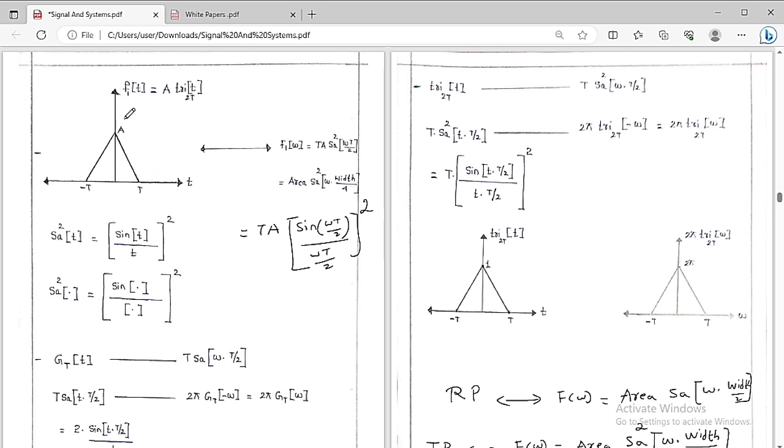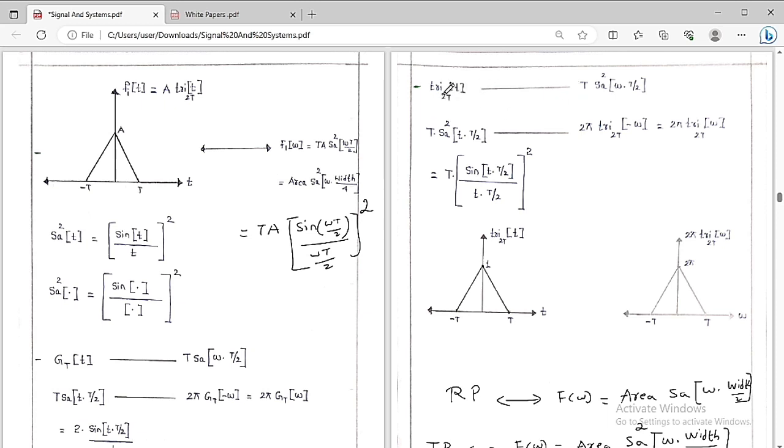Suppose you want to write this signal in terms of standard signals, then you have to keep A into triangle of 2T in terms of t, because the width is 2T and the peak is A. So like this I can write it in standard notation. Now, triangle of 2T of t has a Fourier transform. What is the Fourier transform?